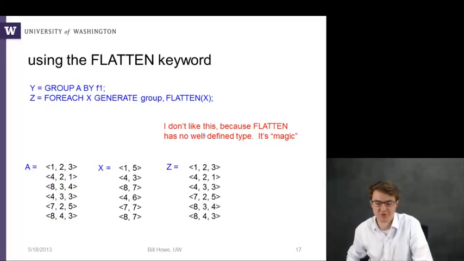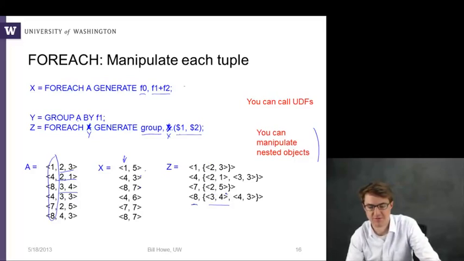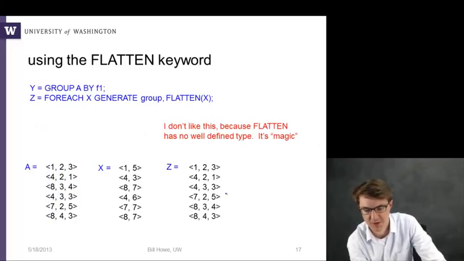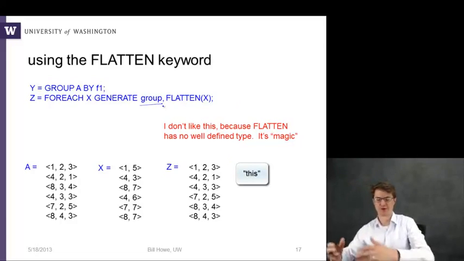Okay, so then there's this keyword flatten, and it's not really its own operator. You use it in the context of foreach. Because of the complexity here, what you might really want is to recover the flat version of the nested structures created and stored in the variable Z. You can do so like this: foreach X, generate group and then the flatten of X. What it does is peel out this bag and produce an extra tuple for each.